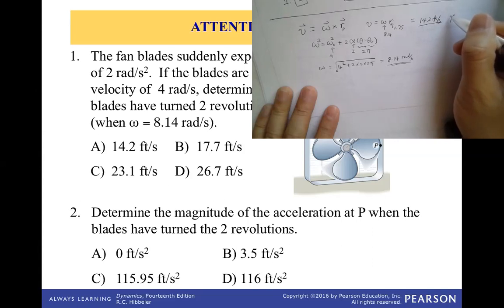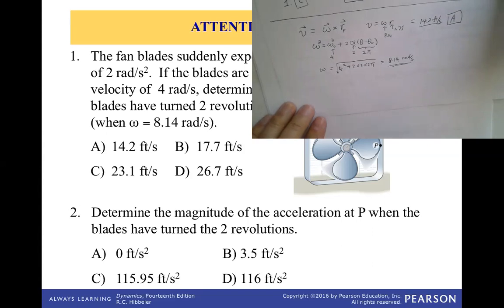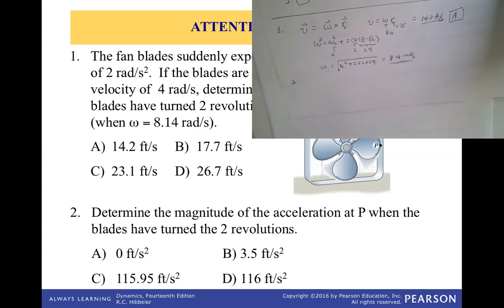For somehow I wrote down answer B, but it should be A, okay? So that's on that one, the first one there. Okay. For the second one here, it says determine the magnitude of oscillation at point P when the blade has turned 2 revolutions. Okay, the same thing here, all right?